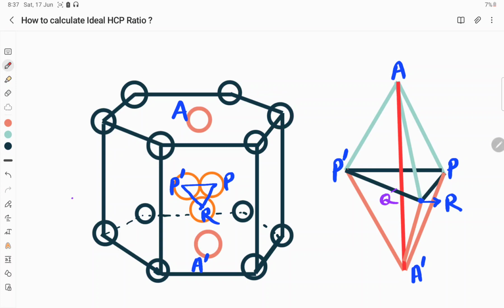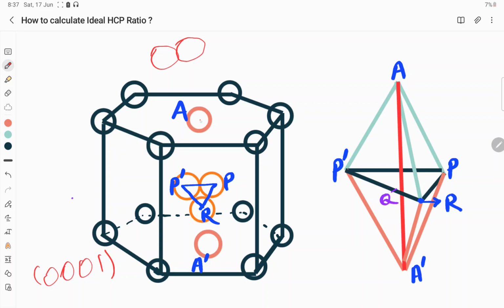Don't worry about this. In real space, these two atoms touch each other, but for a neat and clean schematic diagram we are drawing it this way. So we take the top plane and the basal plane, which are the 0 0 0 1 planes.